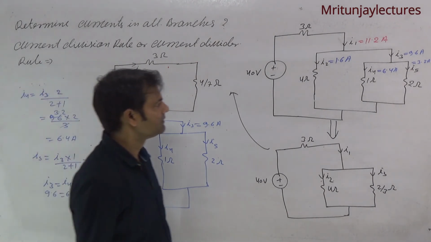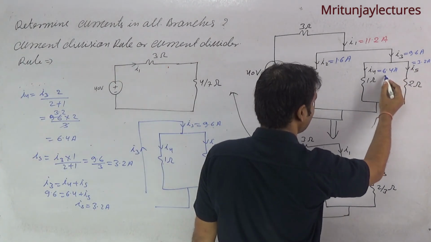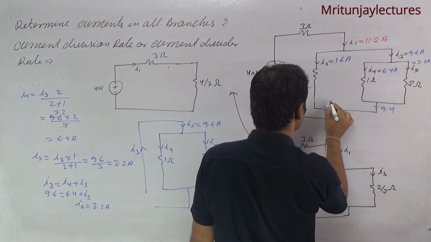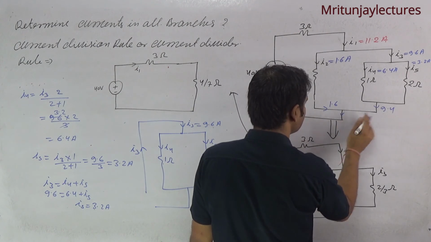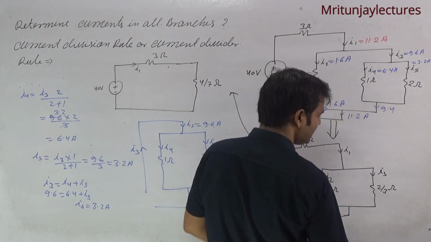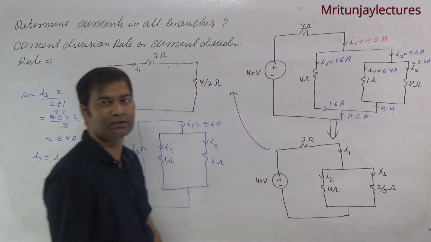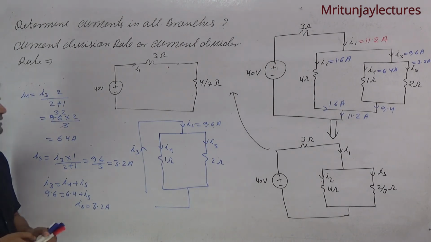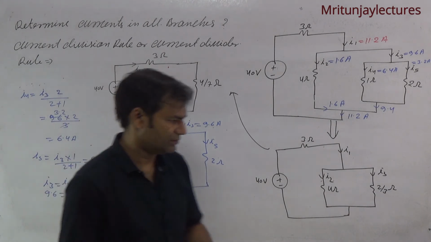I5 is 3.2 and I4 is 6.4 and I2 is 1.6. So the sum of this is okay. It means this one is the correct option. Clear? Make it very simple: if you want to determine with the help of the current divider rule, it is very easy.